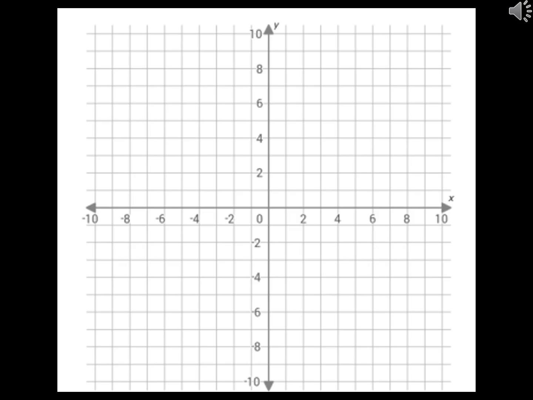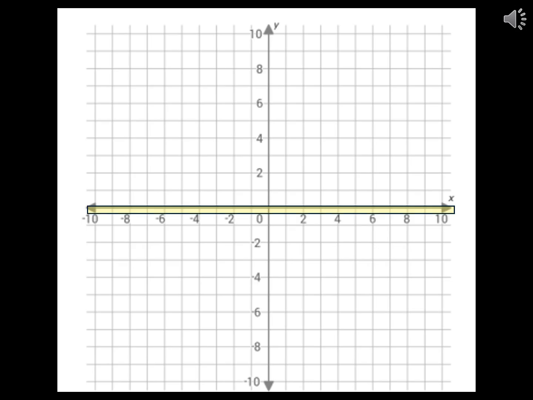Today, we're going to discuss transformations, specifically translations. This is a coordinate plane. It is a two-dimensional flat surface that has a horizontal and vertical line that intersect. On a coordinate plane, we are able to plot points with pairs of numbers.